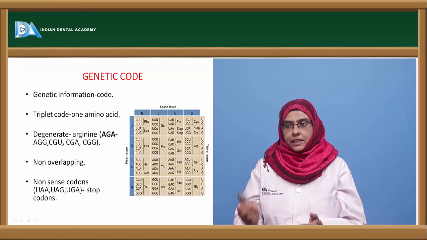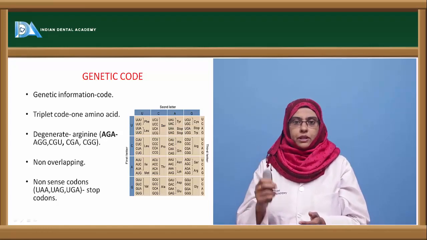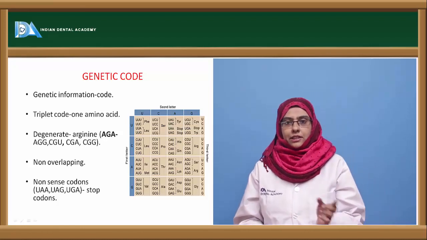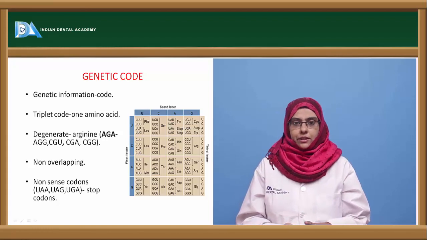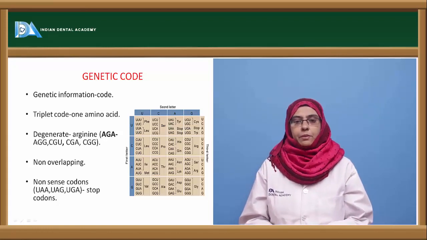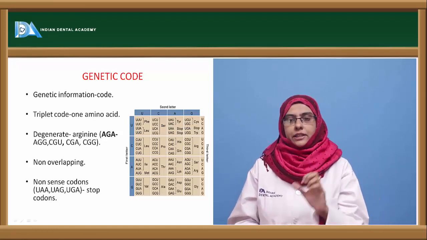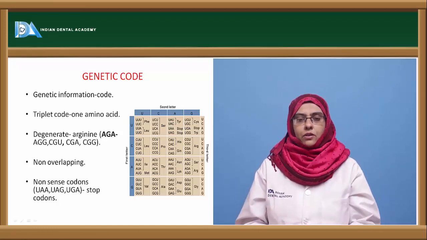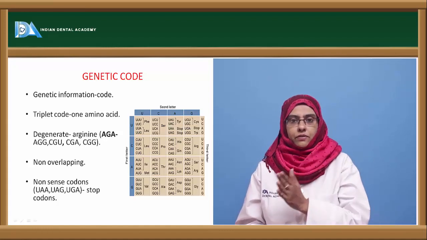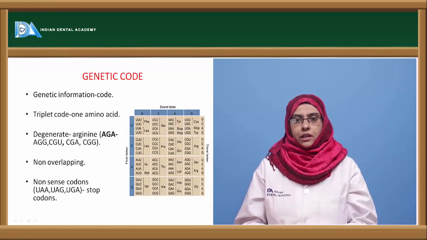Degenerate means a single amino acid can be coded by more than one codon. The triplet code synthesizes or adds one amino acid during the translation process, and the code is called degenerate because a single amino acid can be coded by more than one codon. We have 20 different types of amino acids, for which we have different types of codons to synthesize a particular amino acid.